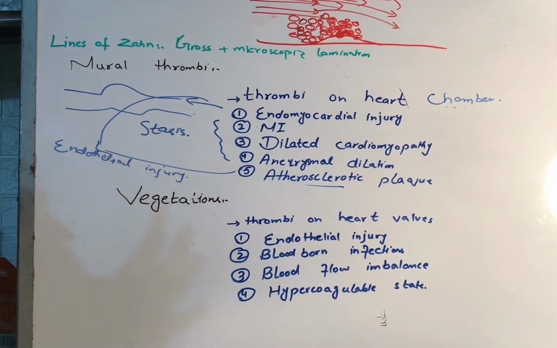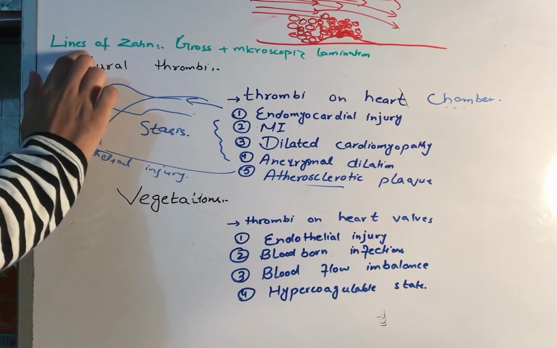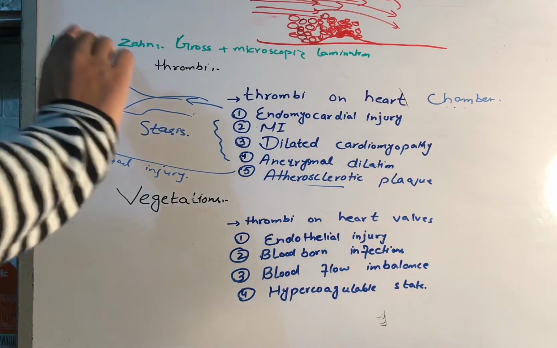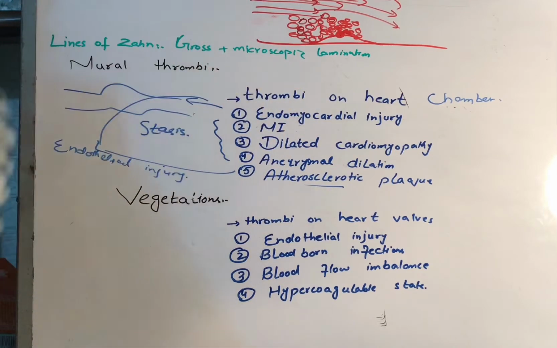So these were all about the arterial thrombus, mural thrombi, and vegetation. Now, how do these thrombi look? There is a characteristic of these thrombi: there are lines of Zahn. What are lines of Zahn? Lines of Zahn are gross or microscopic lamination. They are basically the alternating layers of dark and pale portion. The dark portion depicts the accumulation of RBCs, and the pale portion depicts the portion of platelets and fibrin. So lines of Zahn are the characteristics of thrombi.